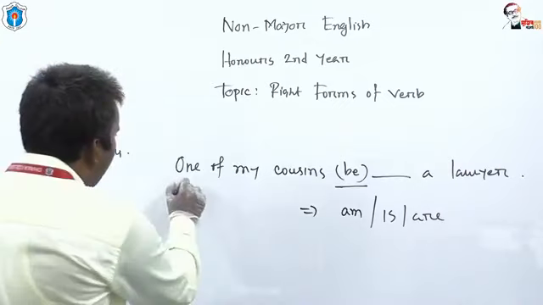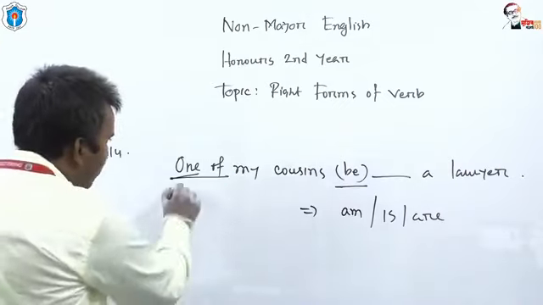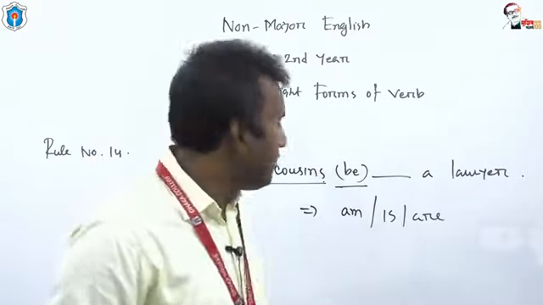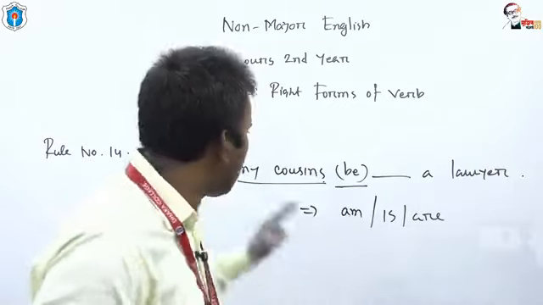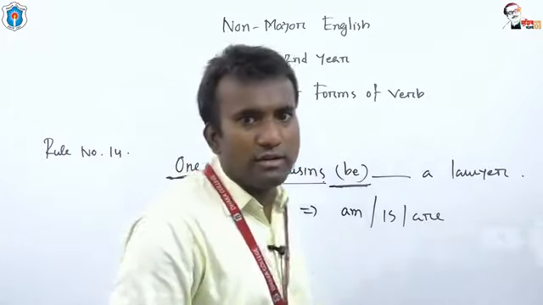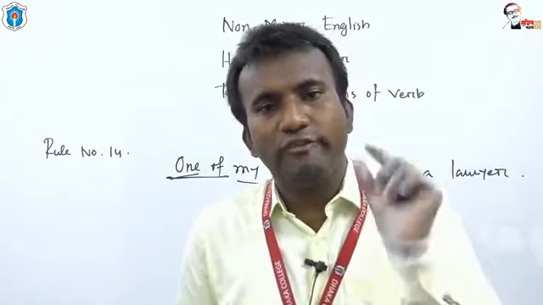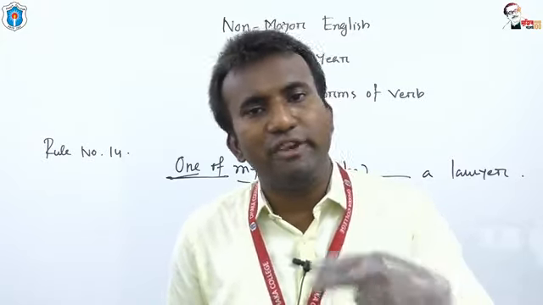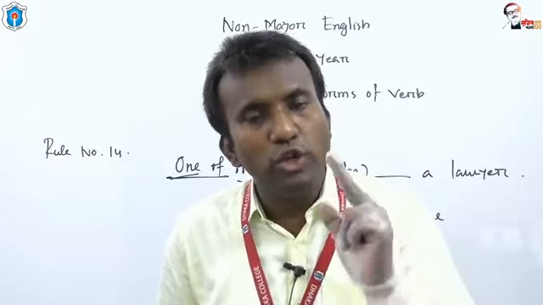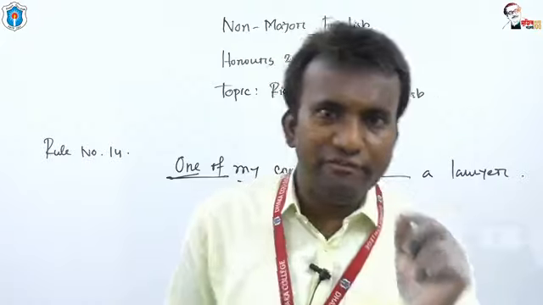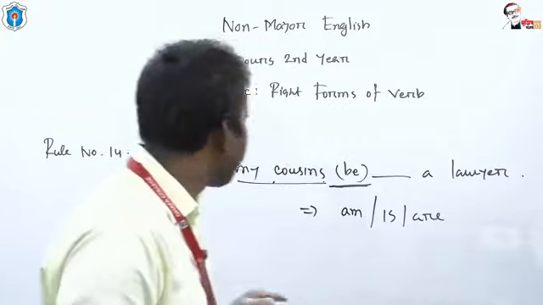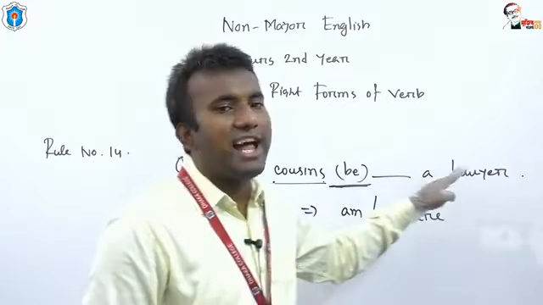After one of, the noun or pronoun will be plural. The noun or pronoun used after one of will be plural, but the verb will be singular. So, if you get any use of one of at the beginning of an English sentence, and after this one of, you have to use plural noun or plural pronoun, and after this plural noun or pronoun, you have to use singular verb. So what should be the answer? One of my cousins is a lawyer.